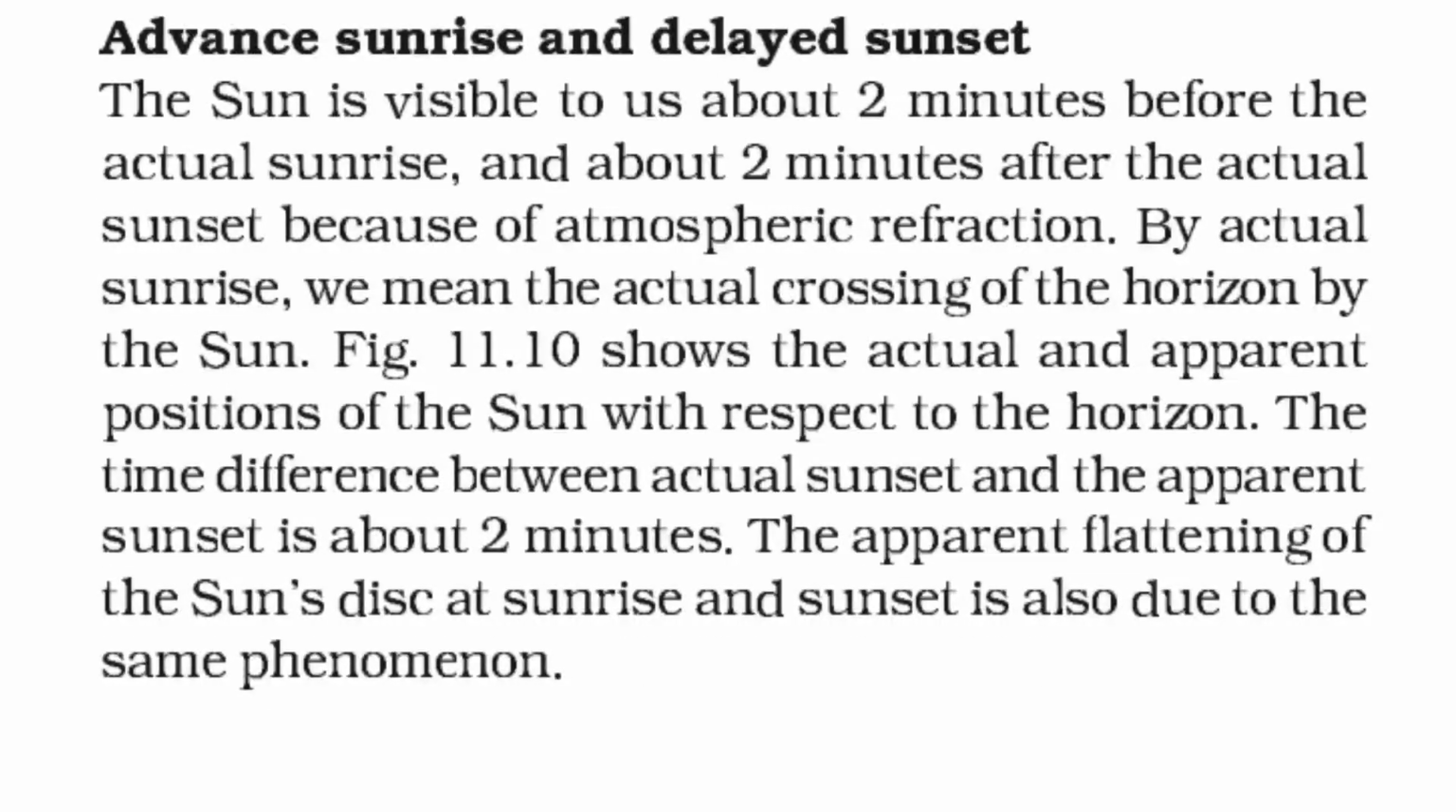Advanced sunrise and delayed sunset. The sun is visible to us about 2 minutes before the actual sunrise and about 2 minutes after the actual sunset because of atmospheric refraction. By actual sunrise, we mean the actual crossing of the horizon by the sun. Figure 11.10 shows the actual and apparent position of the sun with respect to the horizon. The time difference between actual sunset and the apparent sunset is about 2 minutes. The apparent flattening of the sun's disk at sunrise and sunset is also due to the same phenomenon.